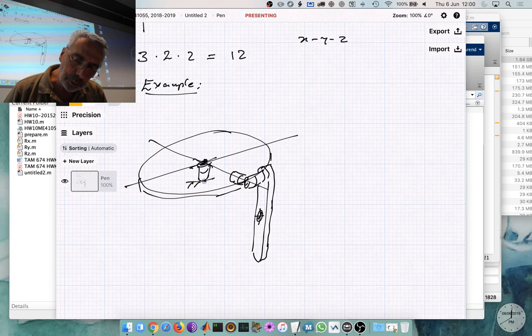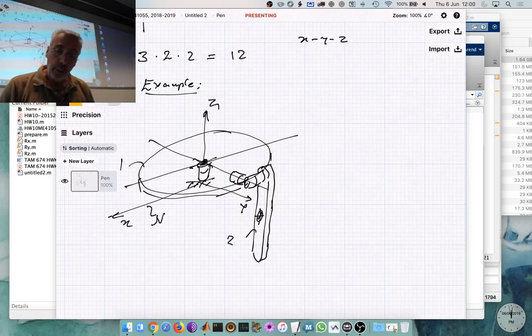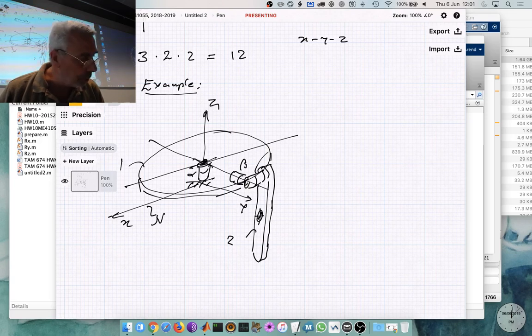And this is inertial space. Here we have some inertial coordinate system, X, Y, and Z. This is inertial, and this is body 1, and this is body 2. The first rotation I call alpha, then this is beta, and this was gamma. Makes sense. So can you imagine how it works?